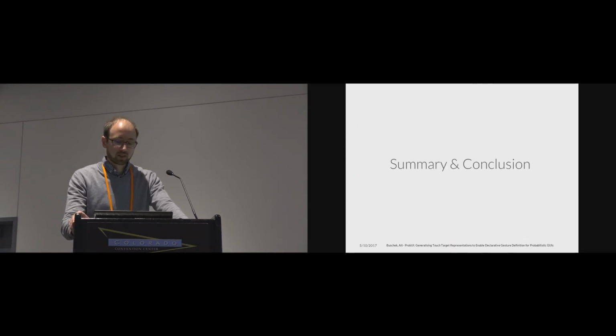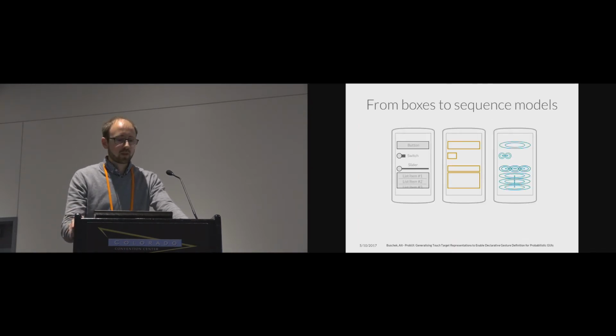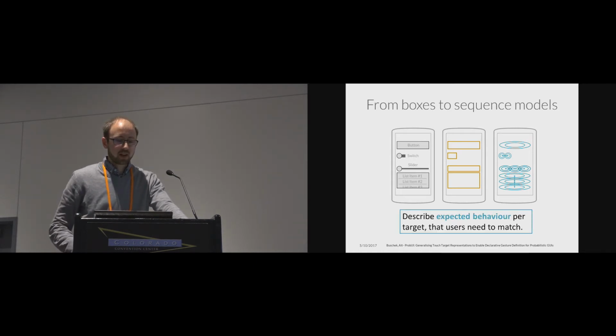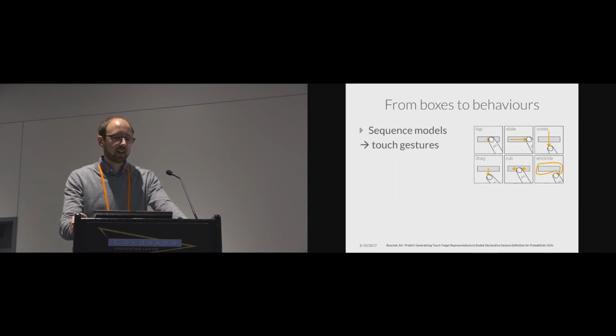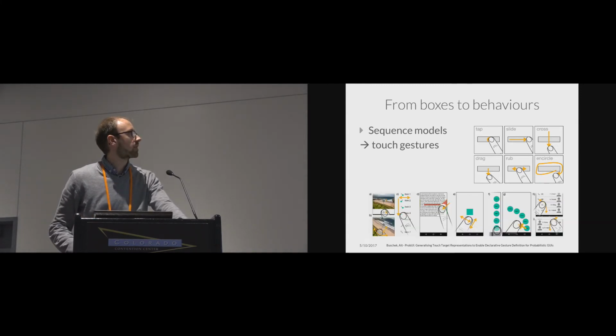Okay, so that brings me to my summary and conclusion. We started with this idea of moving away from boxes to something more general, and this has this bottom line, or this underlying view, that boxes or something else describes the expected behavior for an interface target that the user then needs to match. This has several advantages. If we use sequence models, we can better account for little touch gestures instead of just a tap. We've seen some examples here. There are a few more widgets in the paper.